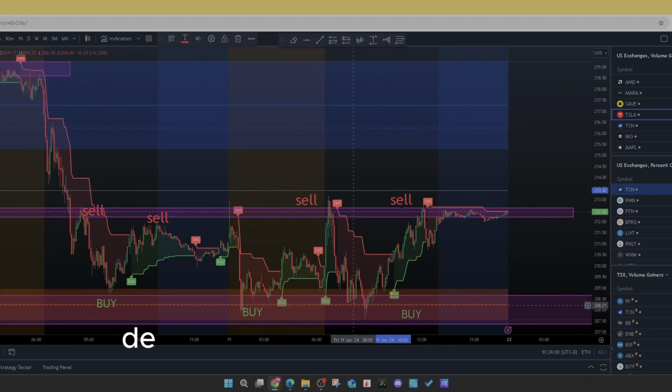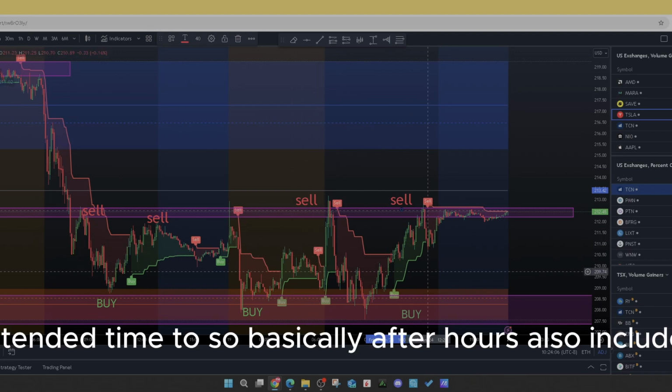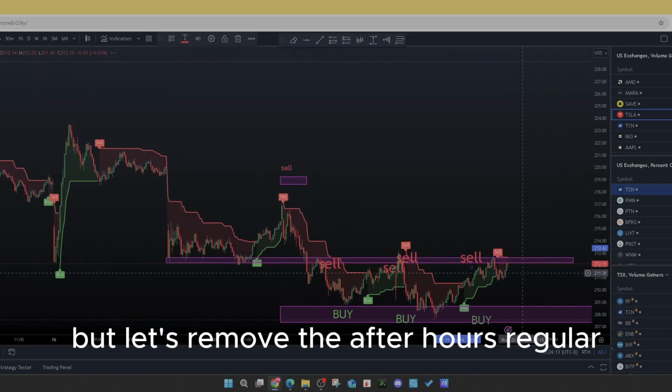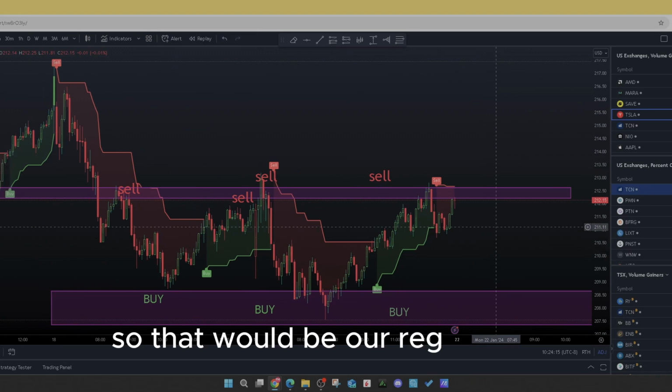Depending on the time frame, or because this is the extended time too. So basically after hours is also included, but let's remove the after hours and keep regular. So that would be our regular time.